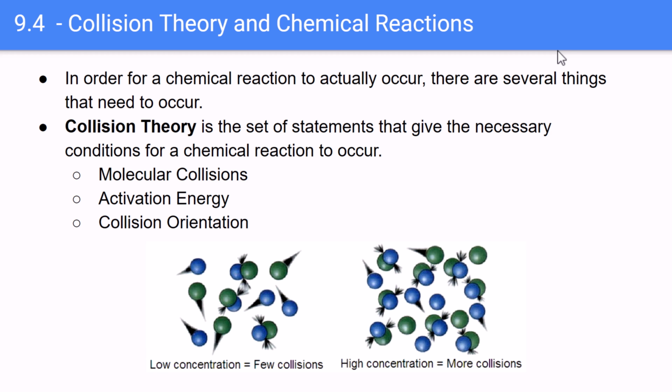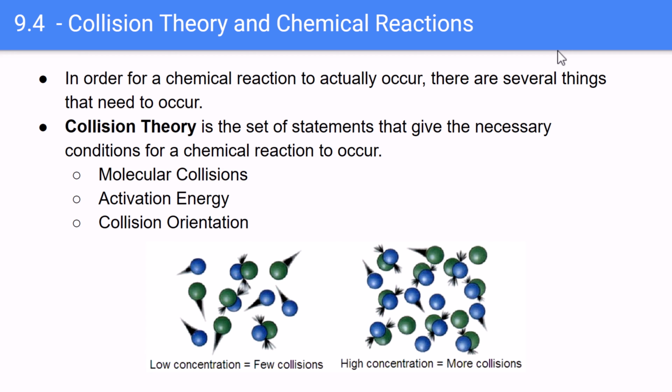The first thing we need is molecular collisions. In order to convert reactant to product, molecules have to collide. It's a pretty straightforward concept. Without those collisions, we simply would not be able to convert reactant to product. The next is activation energy. The molecules have to have enough energy in the collision in order to break the bonds, in order to convert between reactant and product. And then lastly, the collisions themselves have to have proper orientation. That is, they have to collide a certain way in order to be able to go from reactant to product.